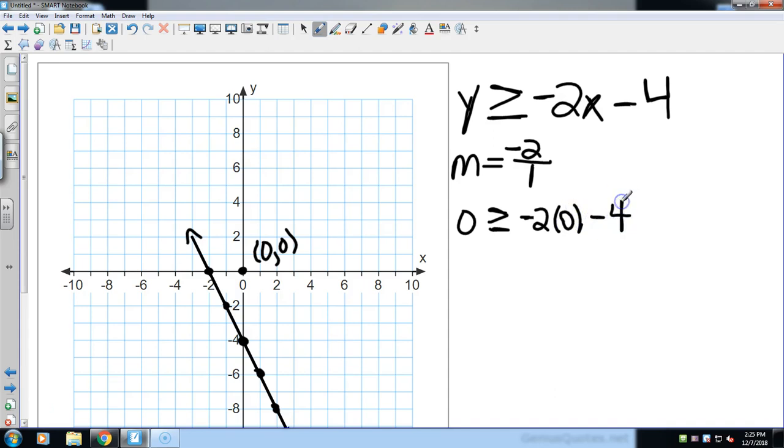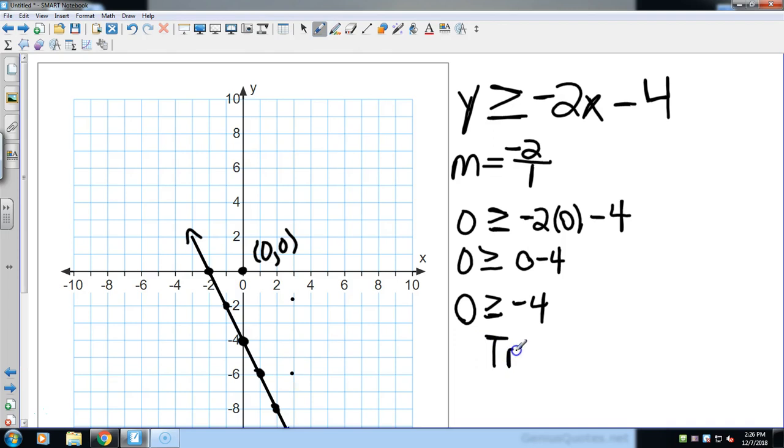This is just like substitution from the last couple sections. So that's going to be 0 is greater than or equal to 0 minus 4. So is 0 greater than or equal to negative 4? Think of your number line. Are you better off to be at 0 or negative 4? Obviously 0 is greater. So this is a true statement.